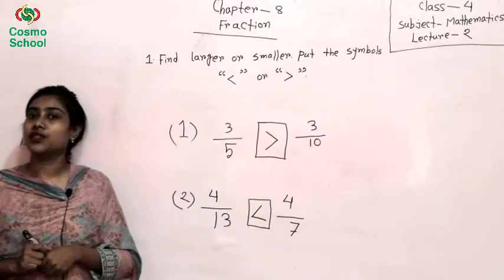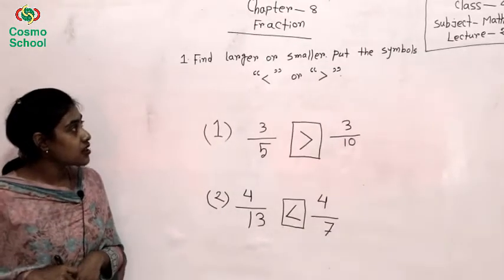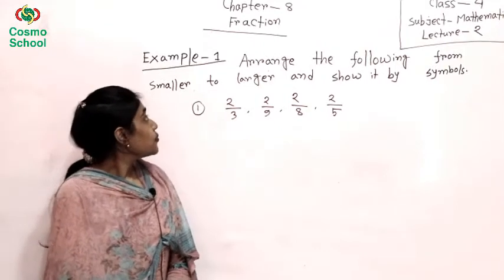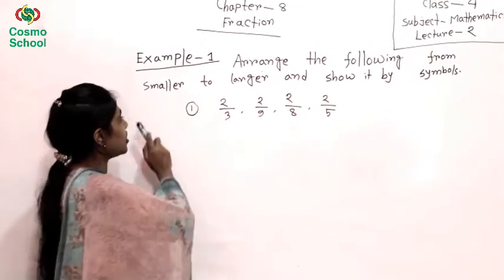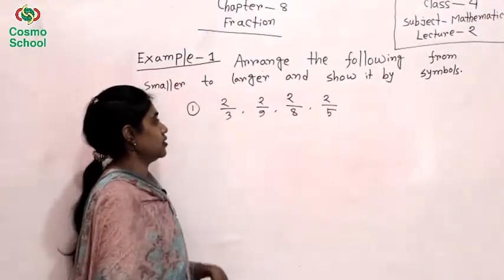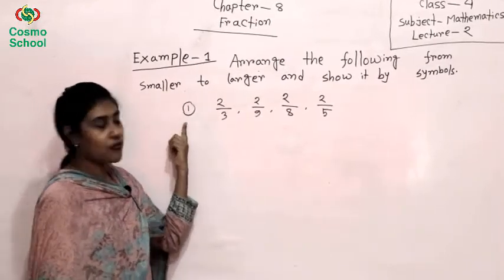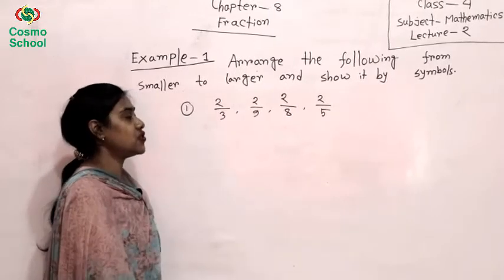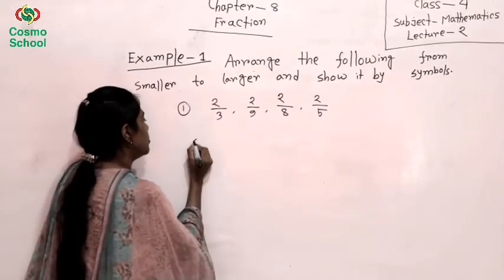I hope all students will practice these math problems very well. Now, example 1. Arrange the following from smaller to larger and show it by symbols. Now, here is math number 1. 2 divided by 3, 2 divided by 9, 2 divided by 8 and 2 divided by 5.